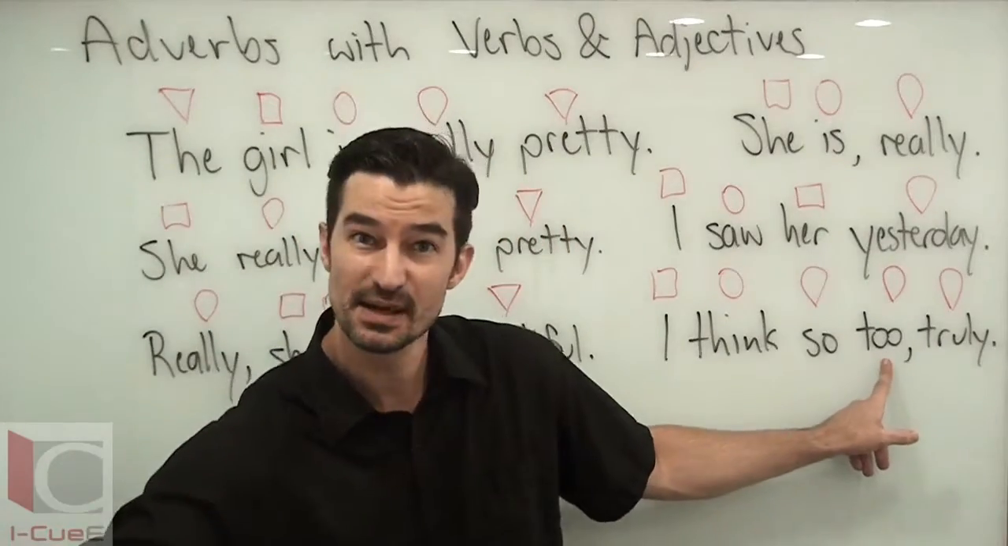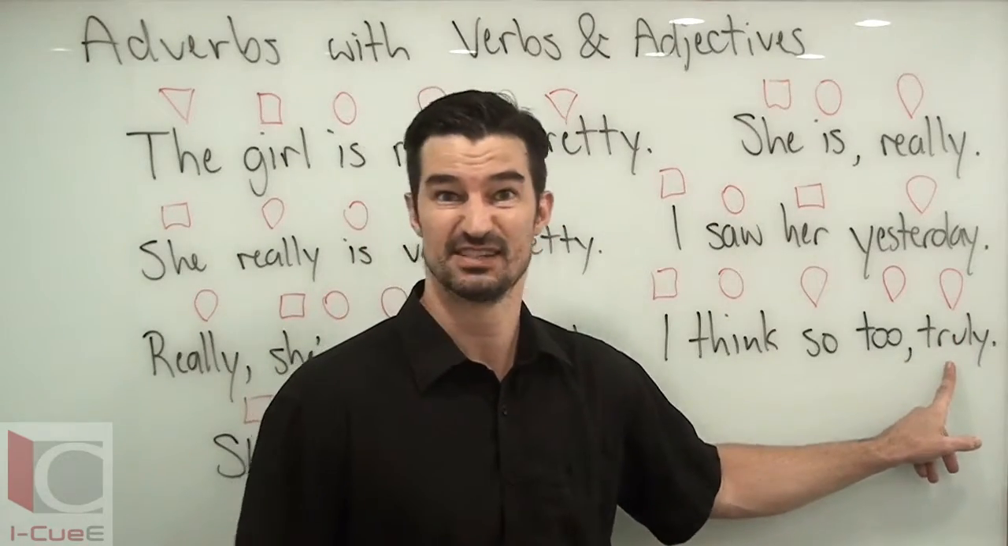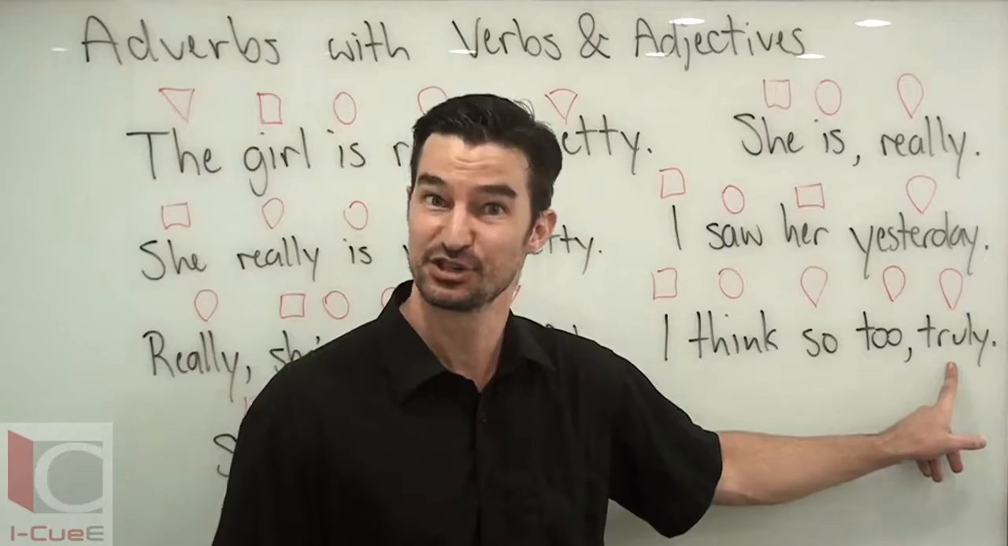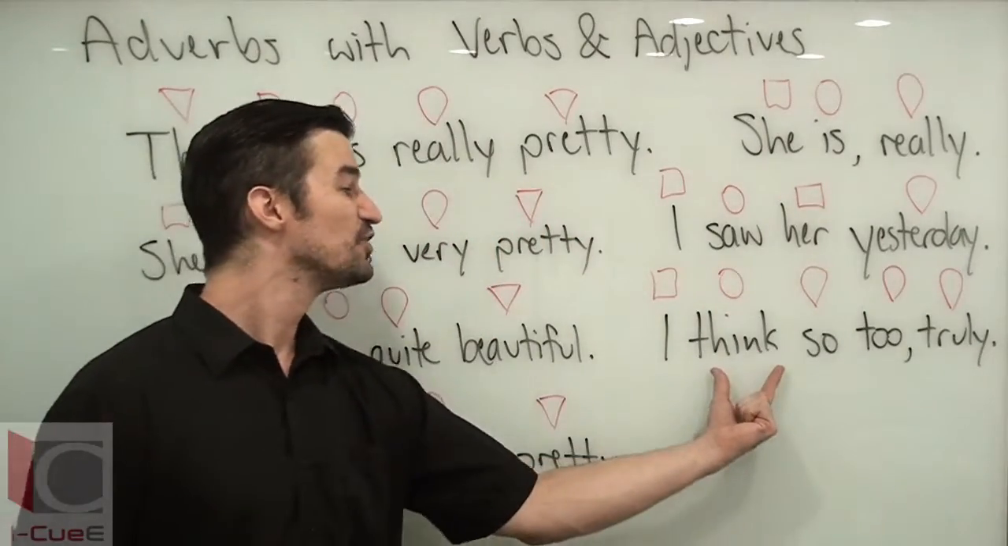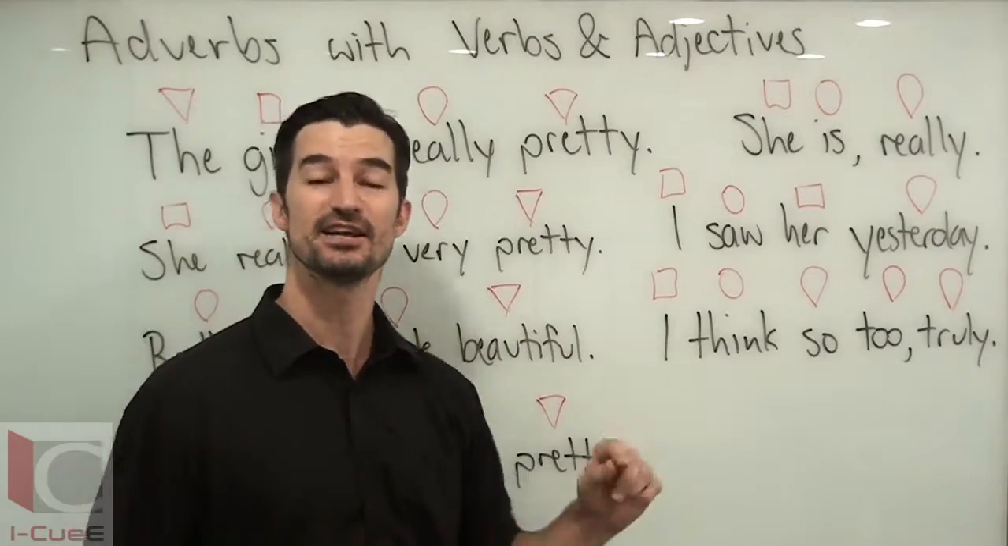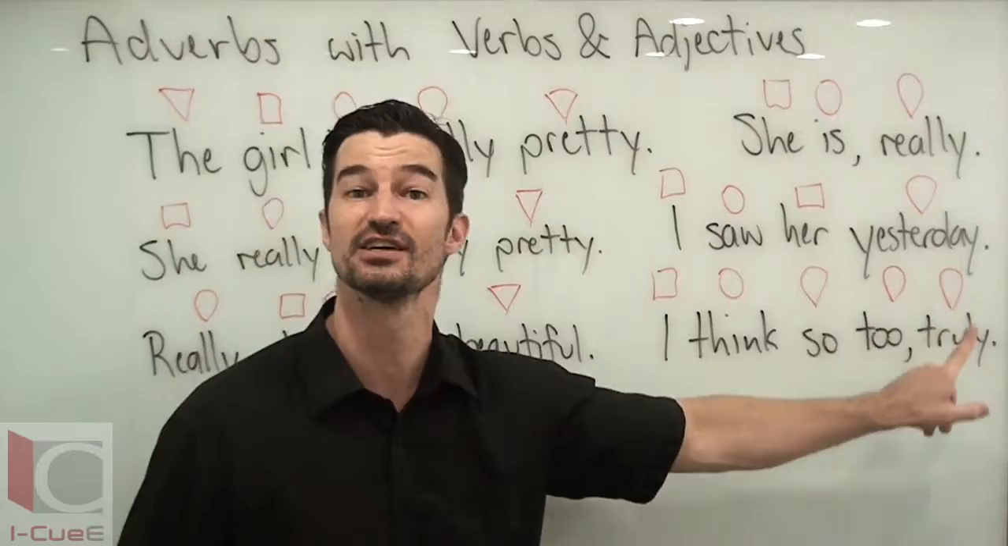To is with someone else. And truly, well, it's what it sounds like. It's honest. It's true, okay? And all of these adverbs are describing the way in which the speaker is thinking. The speaker is thinking in agreement with someone else honestly.